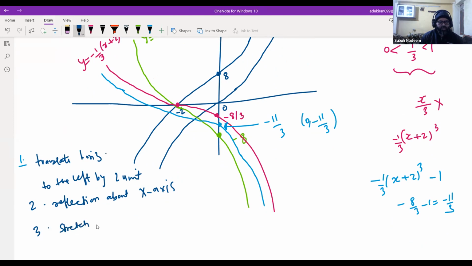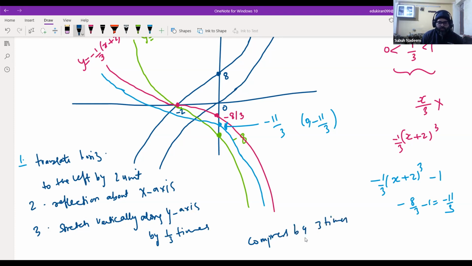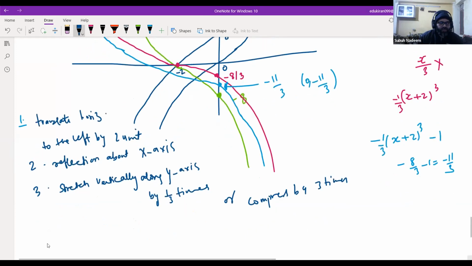So a stretch vertically along the y-axis by 1/3 times. If you say compress, then you will say by 3 times. Compress means already you are compressing it 3 times. If you are saying a stretching, then you will say 1/3 times. So both will be 1. And then the last one is shift downward by 1 unit.